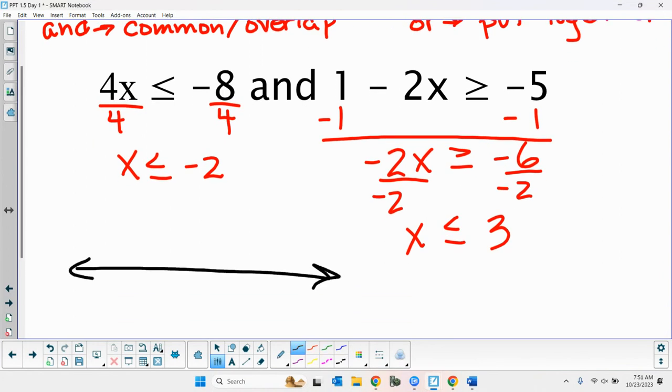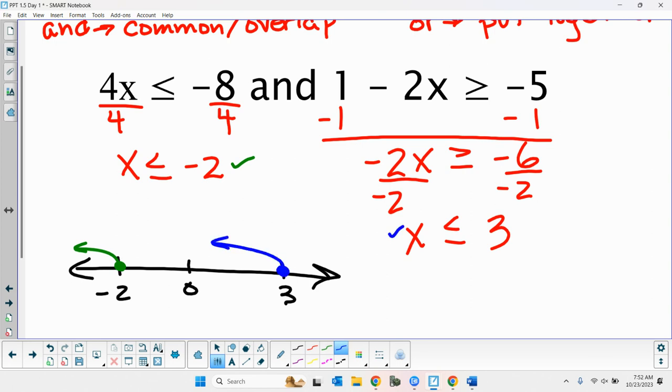Again, you don't have to put all the numbers. Negative 2 is going to be down here, 0 is about there, and then 3 is up here. Okay? So if I look at this first one, I'll do that in green, I would make a solid dot and go to the left. Okay? I'll do this one in blue. I'd make a solid dot at 3 and go to the left.